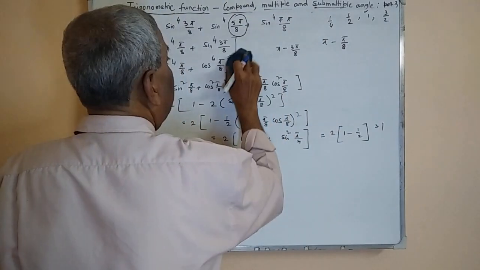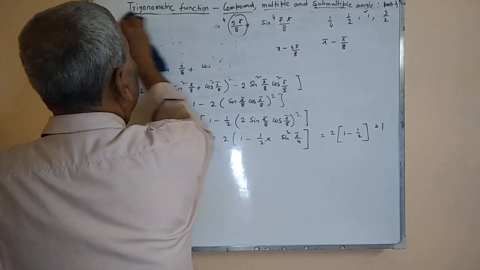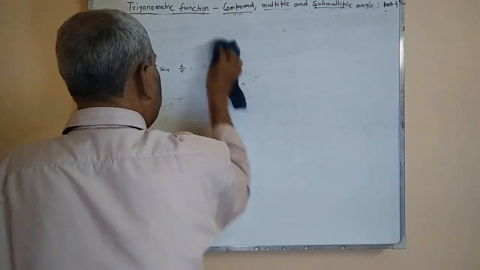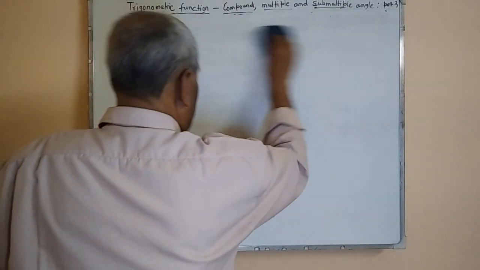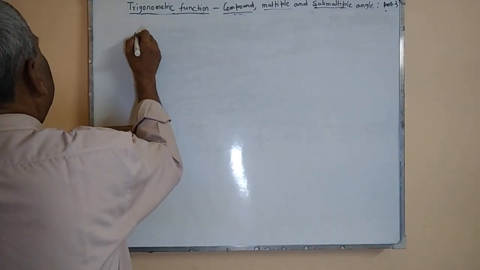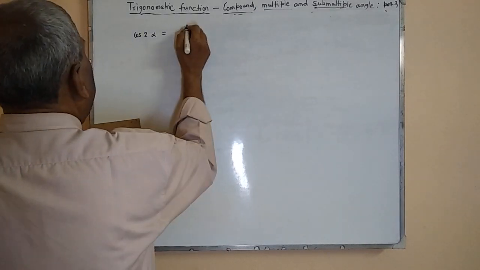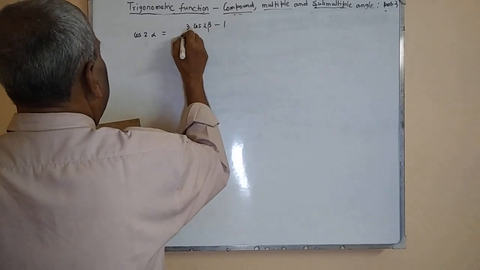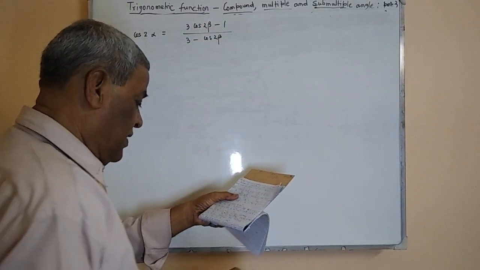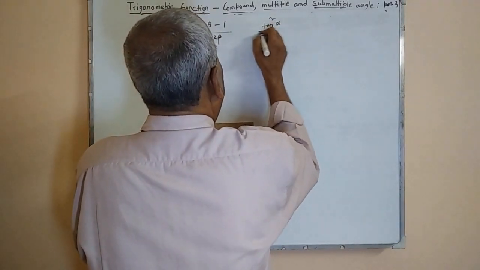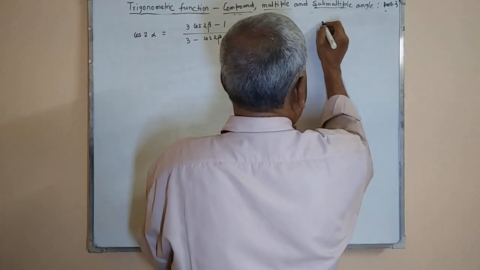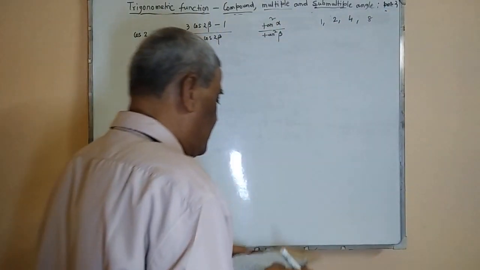The next problem. If cos 2 alpha is equal to 3 cos 2 beta minus 1 by 3 minus cos 2 beta, then the value of tan square alpha by tan square beta is? Options are 1, 2, 4 and 8.